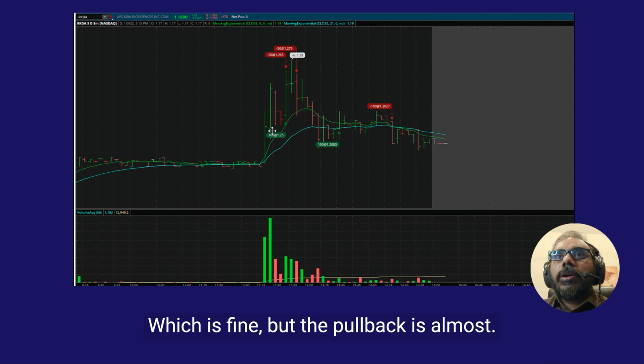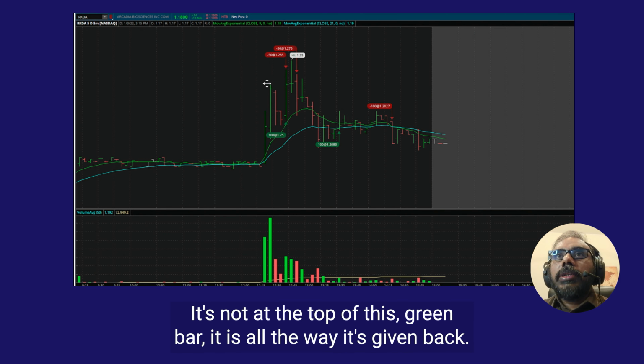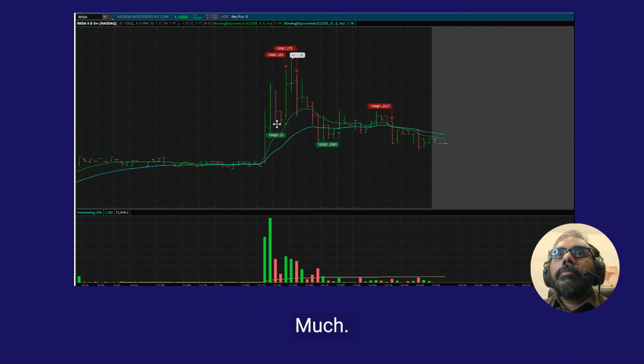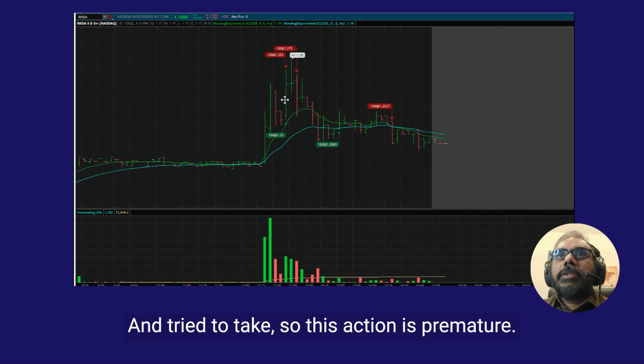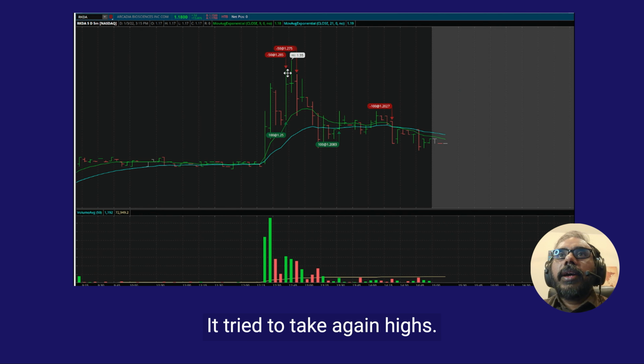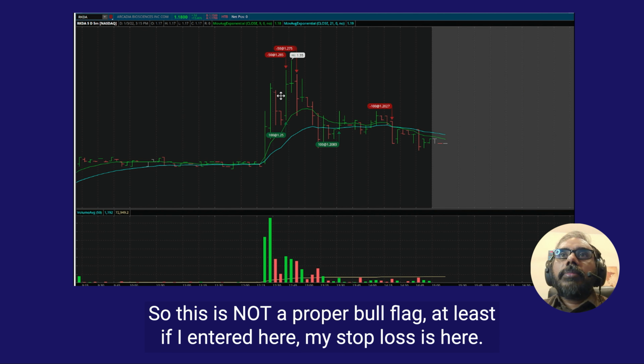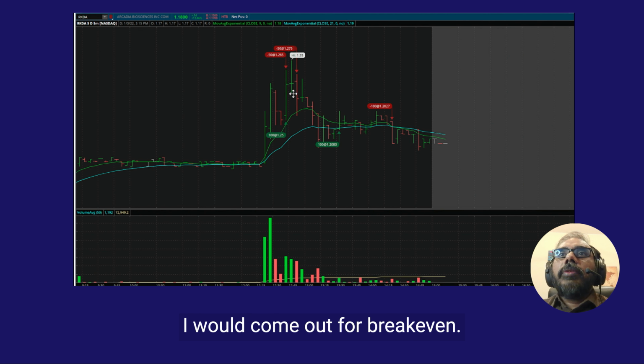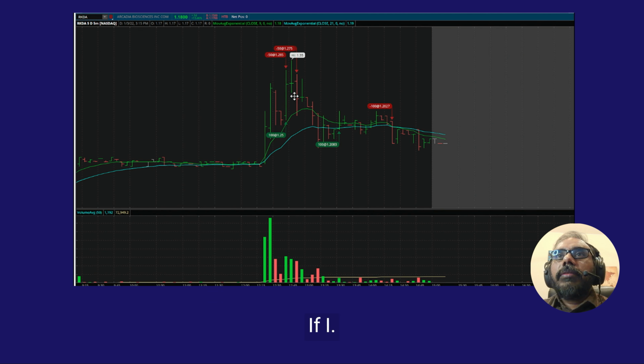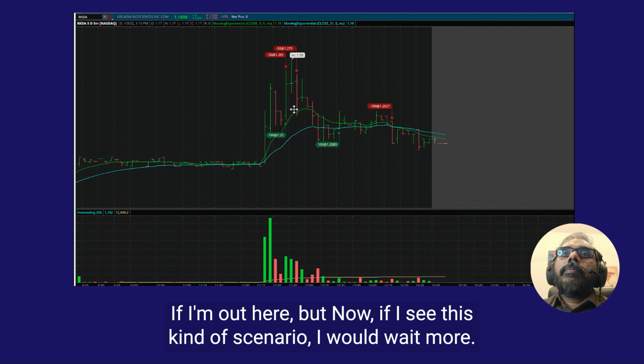But the pullback is not at the top of this green bar. It has given back too much. It's all the way back to the price of the green bar. And then it tried to take highs again, so this action is premature, and then it didn't go. So this is not a proper bull flag. At least if I entered here, my stop loss was here. I would come out at break even if I'm out here.